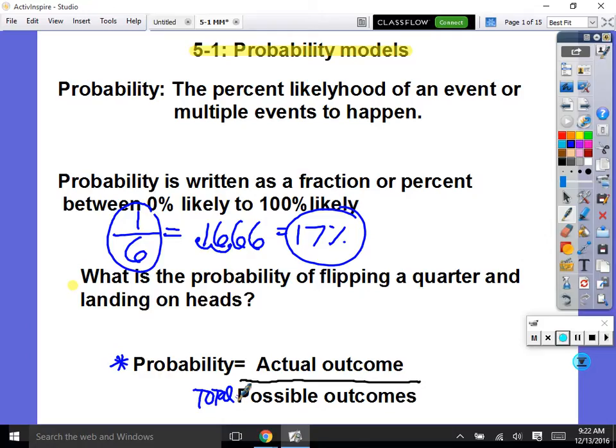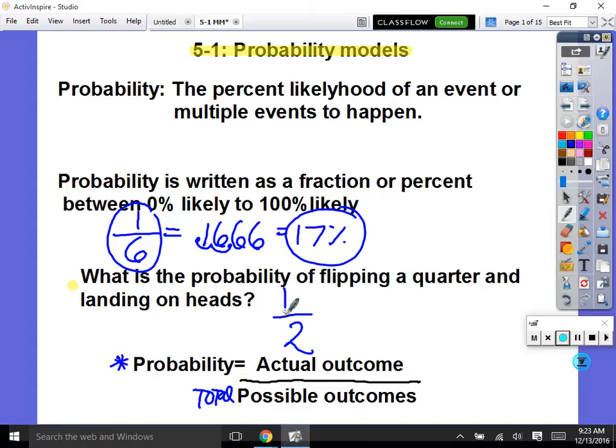Okay, so now if I asked you, what is the probability of flipping a quarter and landing on heads? How many total possibilities are there of flipping a quarter? How many outcomes? There's either heads or tails. So how many possible outcomes? 2, correct? That easy, it's really straightforward. So there's 2. So what's the possibility of if we flip the coin once that it lands on heads? 1 out of 2. Does everybody understand?